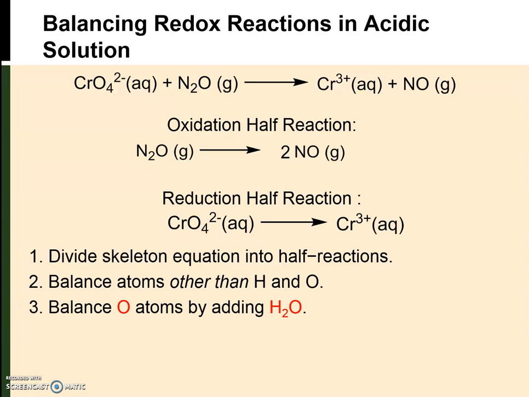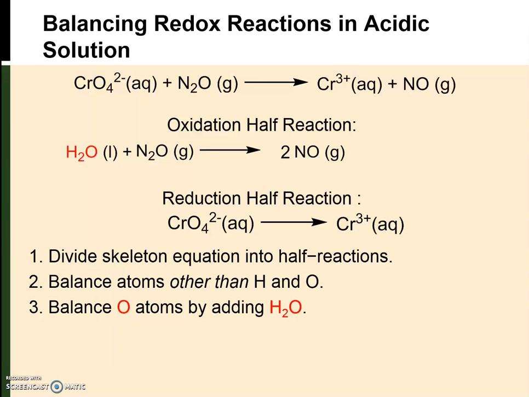So now we want to balance oxygen atoms, and we're going to do this by adding H2O as our source of oxygen. So in the oxidation half reaction, we're starting with 1 oxygen in the reactants and 2 in the products. And so to balance this, we would add a water molecule to the reactants.